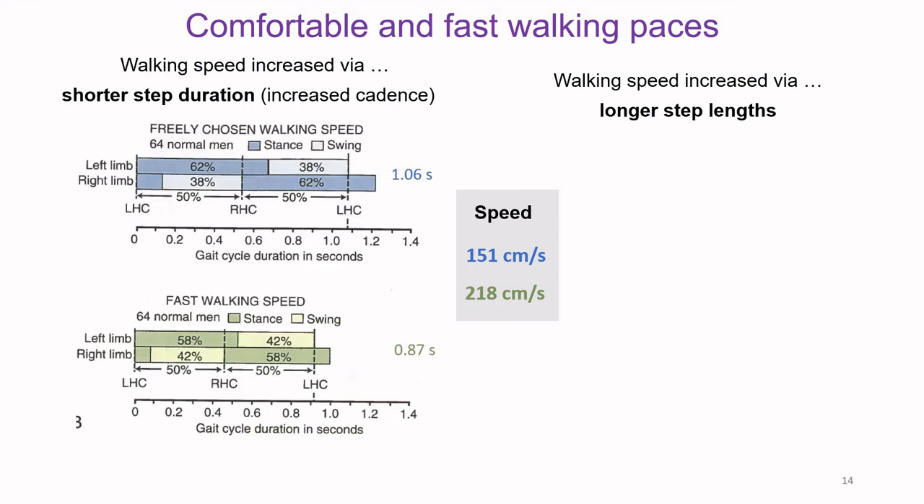In the blue bars, we see data for a group of men asked to walk at a comfortable speed. In the green bars, we see data for men asked to walk with a faster walking speed, or to walk quickly. In this data, we can see that the duration of the gait cycle was shorter when the participant was asked to walk more quickly. The stride time, or the time between two heel strikes of the same foot, was 1.06 seconds when participants walked at a comfortable pace, and 0.87 seconds when participants were asked to walk quickly.